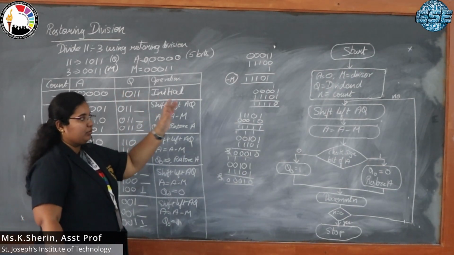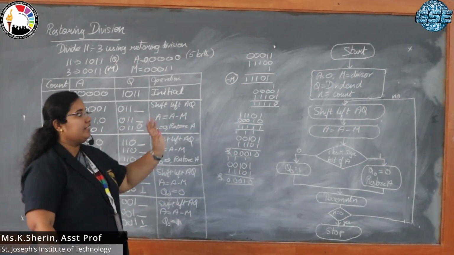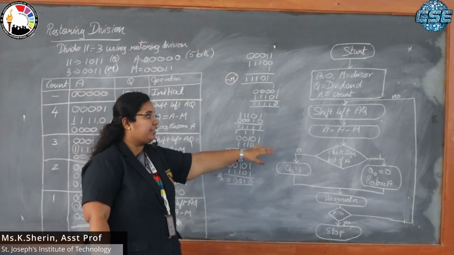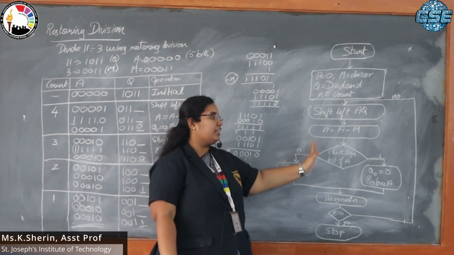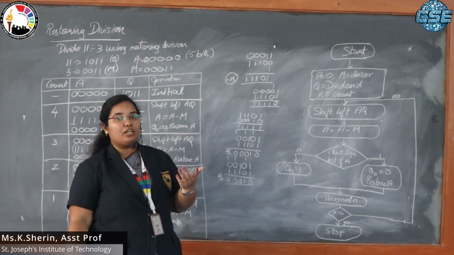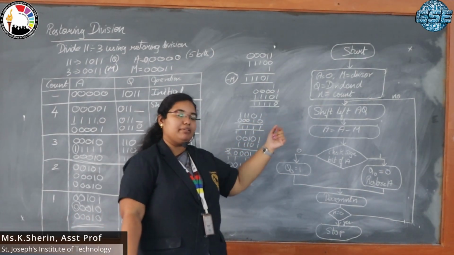So according to the flowchart diagram, you're going to solve the entire program. One thing is that while doing your initialization operation, it goes on to shift left AQ, and similarly goes on to A equal to A minus M. Instead of doing binary subtraction, we are just taking the 2's complement of the M value and writing my binary addition as A minus M.